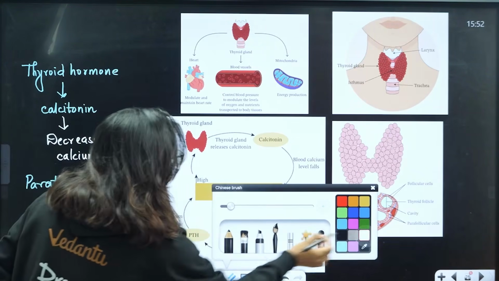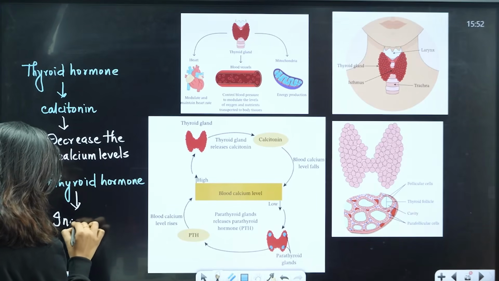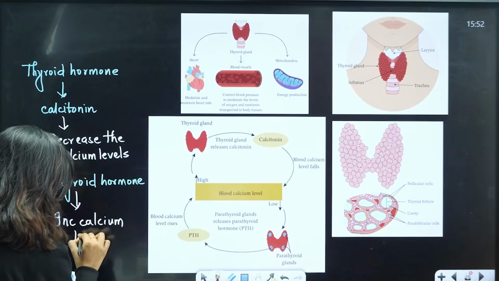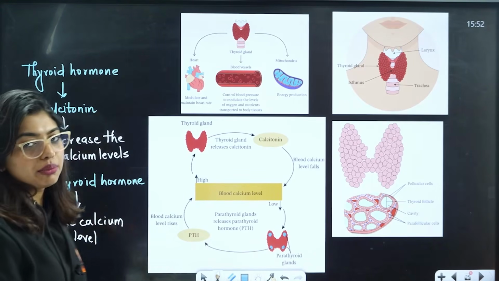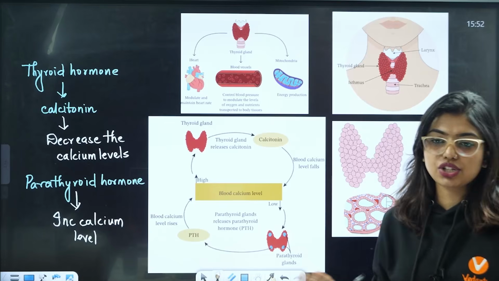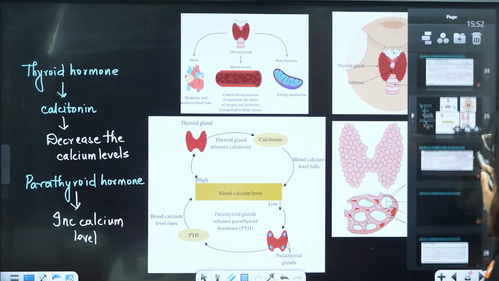this will increase the calcium level. Okay, increase the calcium level. It is very, very important. How does it increase? By resorption of the bones or demineralization of the bones. Okay, clear, all of you? Understood this much? So this is the basic thing.